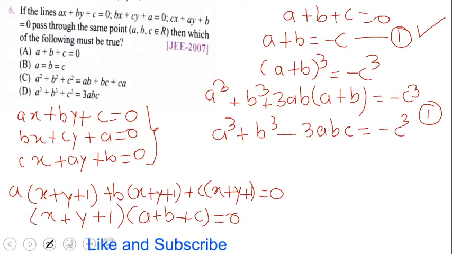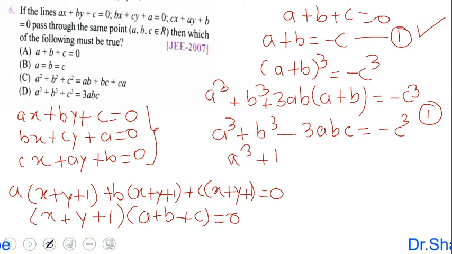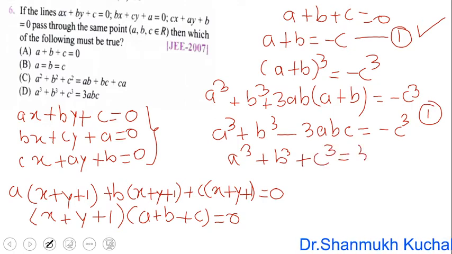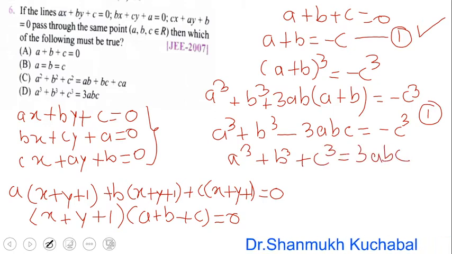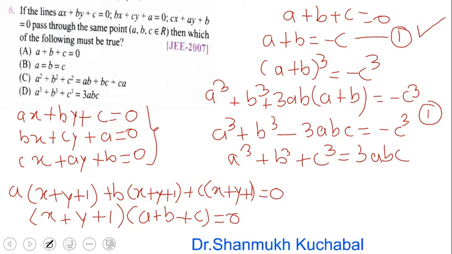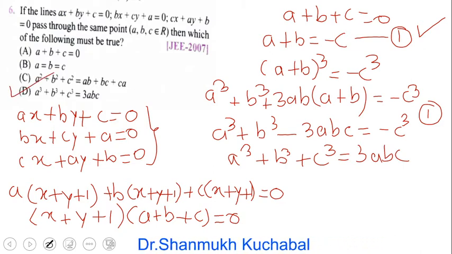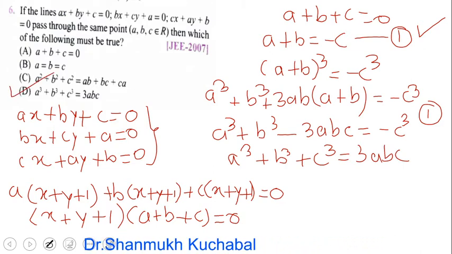Now minus c cube we will transport to LHS, and minus 3abc we will transport to RHS. We get a cube plus b cube plus c cube equal to 3abc. Therefore this is there in option D, so option D is the right answer here. Like this we have to simplify. Okay, we'll move to example number 7.